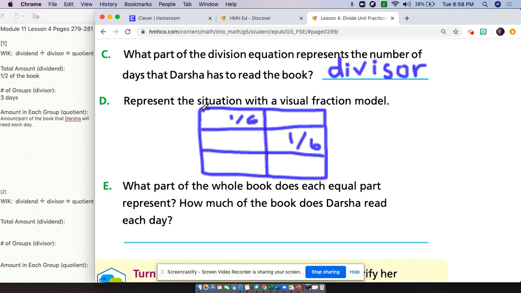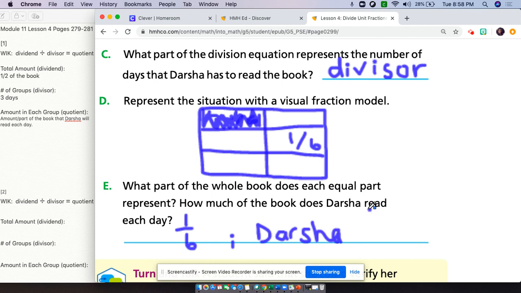How much are they going to read in one day? You would shade in just one of these squares, of these rectangles, I apologize. So what part of the book does each equal part represent? It does represent 1/6. And then how much of the book does Darsha read each day? Darsha reads 1/6 part of the book.